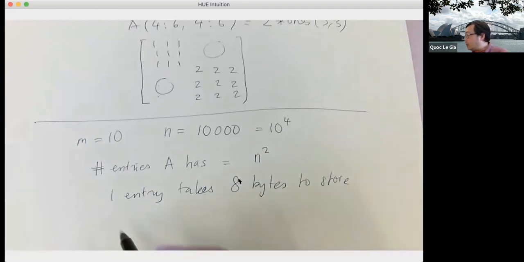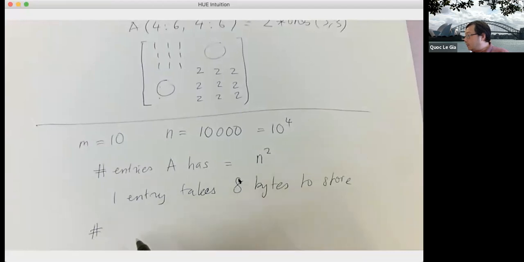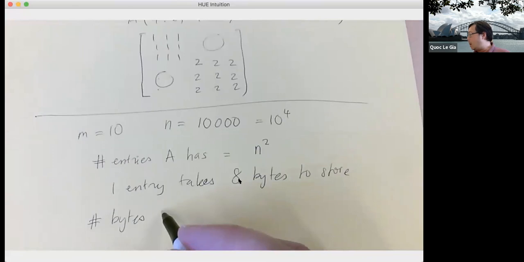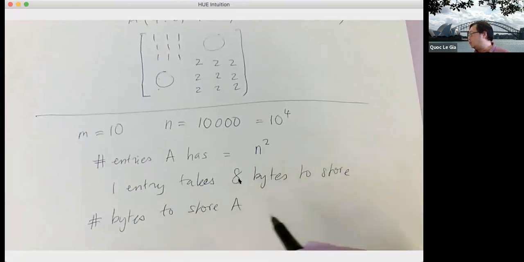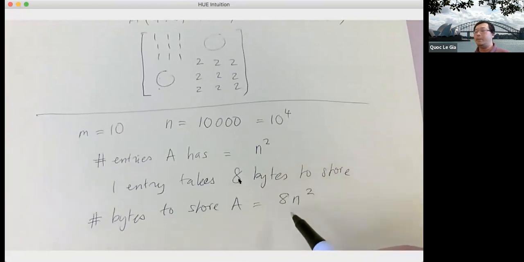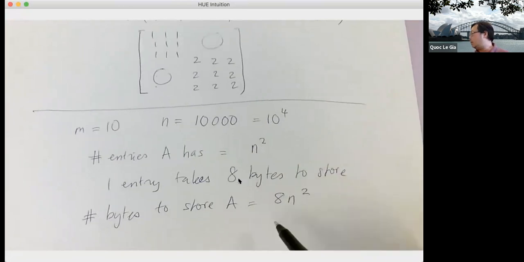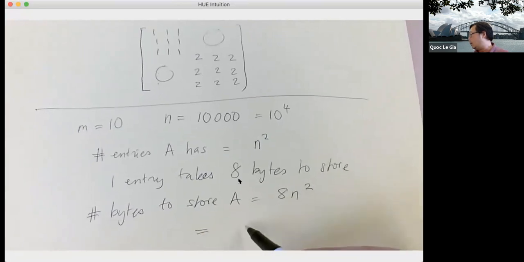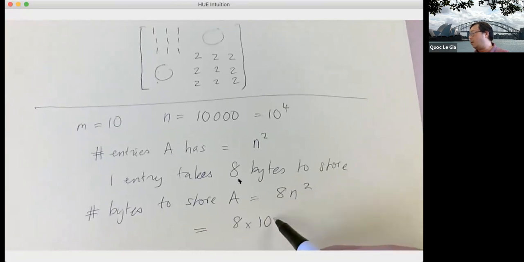So then the memory, the number of bytes to store A, is just n squared times 8, because one entry takes 8 bytes. So n squared entries take that many bytes. So it will be 8 times 10 to the 4 raised to the power 2, so 8 times 10 to the 8.